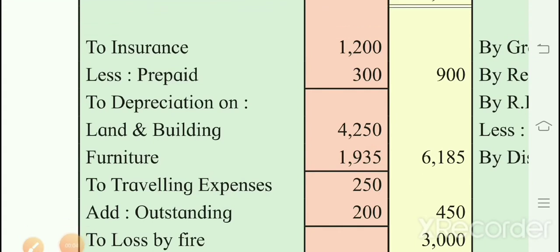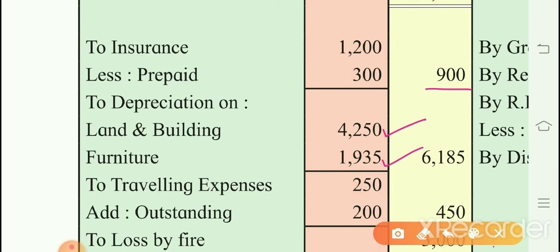First item is insurance. From this insurance we deducted the prepaid amount of rupees 300. By this way rupees 900 we have written on outer column. Next, to depreciation on land and building and furniture. This is the second effect of our adjustment. We have written the depreciation of land and building and furniture. By this way total depreciation on the assets for this year is 6,185.